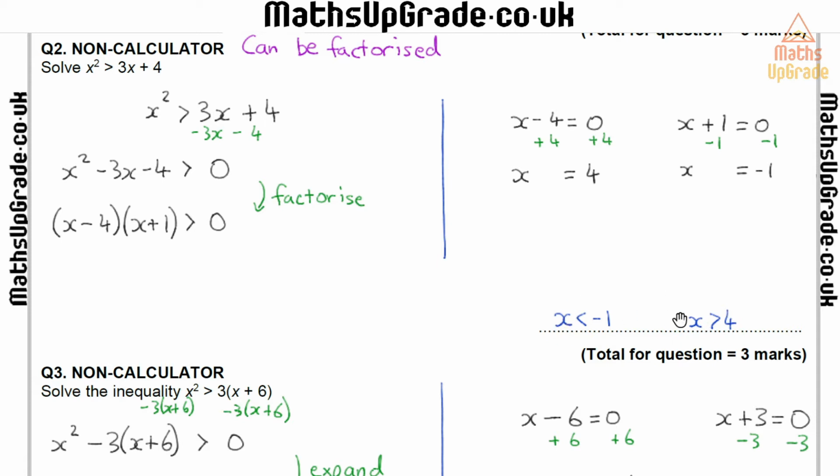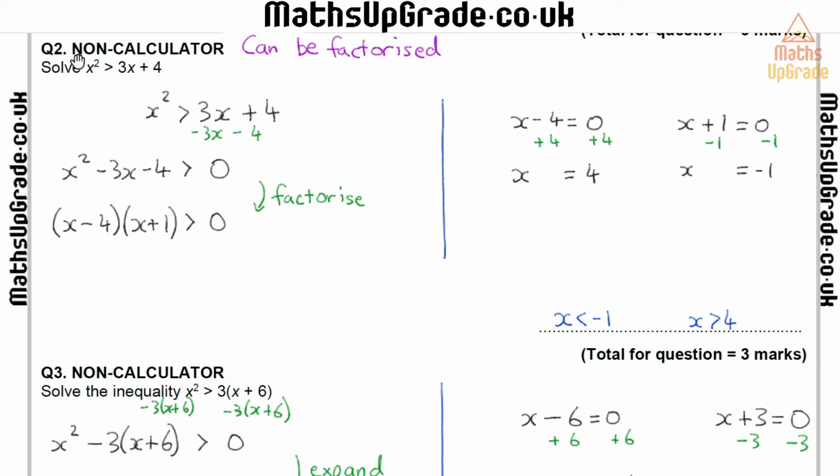Now how do I know which way these inequality symbols are supposed to go? Well, quite simply, just choose a value of x. So let me choose the value of x as being 5. I'm going to make sure that when I choose that value of x, this side has got to be greater than that side.